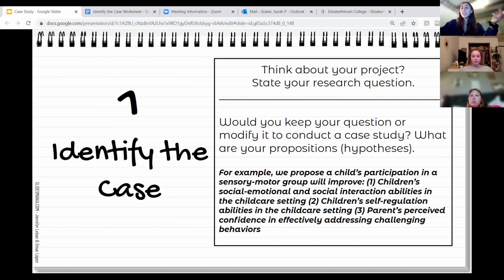So you can pause this video, and on your worksheet, as you identify the case, fill out what your problem statement was, what your research question was, and what your propositions or hypotheses are. Another thing you can think about is what the boundaries of your case would be. For example, ours would be within the connections classroom. Our relevant population would be preschool students ages 3 to 5. So think about that, pause, take a moment, and fill out that first part of the worksheet.